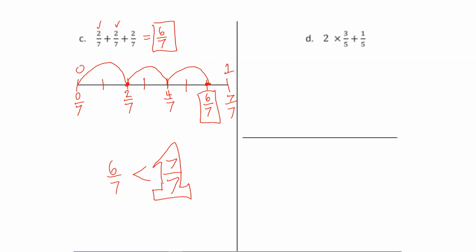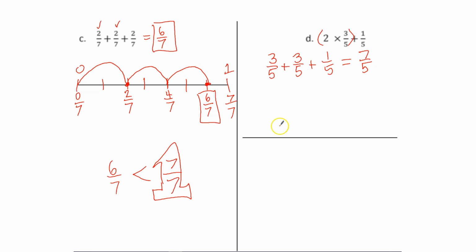All right. Now D changes it up a little bit. It says 2 times 3/5. So we have 3/5 2 times. So I could write this as 3/5 plus 3/5. That's my first part here, my multiplication part. And then I have to add another 1/5. So now if you notice, we have 3/5 plus another 3/5, which is 6/5, plus another 5th, which is 7/5.